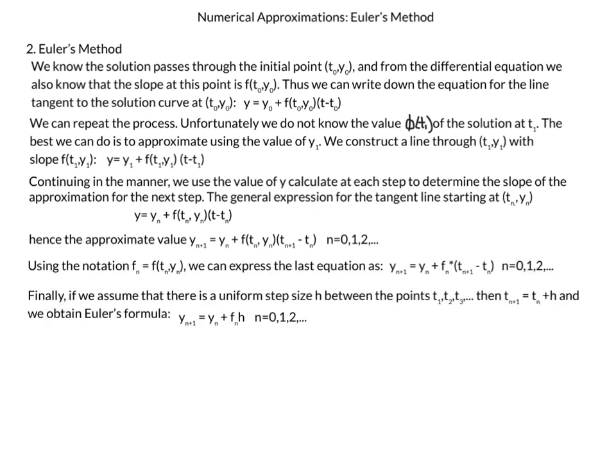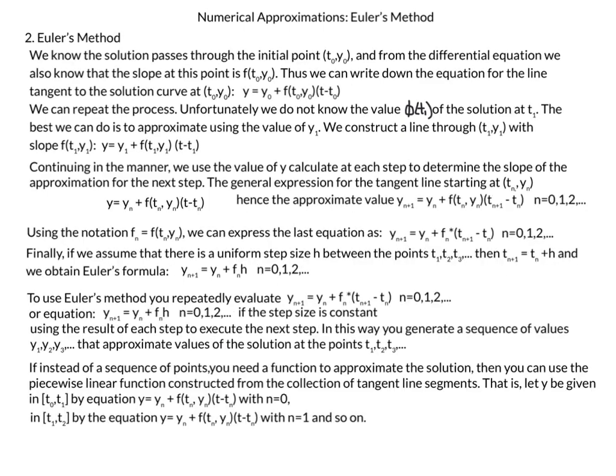Now, we're also going to use f_n equals f(t_n, y_n), so we can express this equation as y_{n+1} equals y_n plus f_n times (t_{n+1} minus t_n). Finally, if we assume there's a uniform step size h between the points, which is quite common, we obtain Euler's formula, which is y_{n+1} equals y_n plus f_n h.